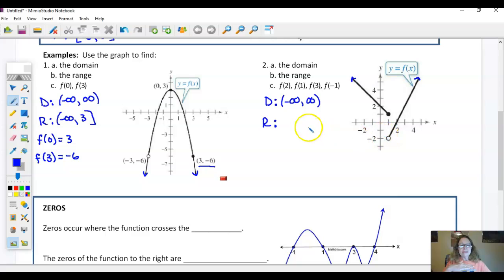Now for our range. Lowest value is at -2, does not include it, so we're going to use that curvy bracket. And then it looks like it takes on all values and it just keeps on going up forever.